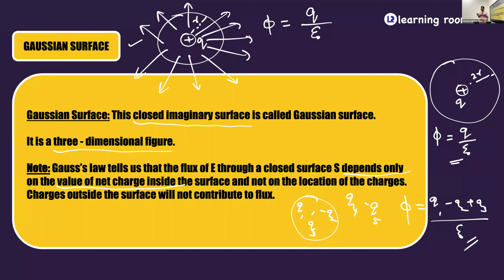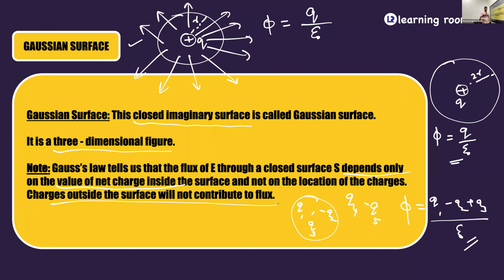So another important point to be noted is the total flux depends only on the charge that is present inside the Gaussian surface. Whatever is the charge outside the Gaussian surface will not contribute to the flux at all. So that's what the second point is. Charges outside the surface will not contribute to the flux at all.